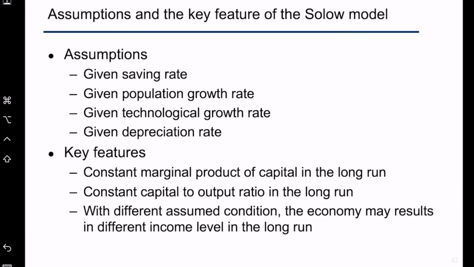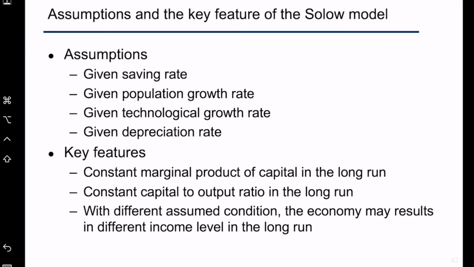This model preserves the following key features. It has the constant marginal product of capital in the long run. It also has the constant capital to output ratio in the long run. Finally, with different assumptions for the saving rate and the population growth rate, the economy may result in different income levels in the long run.